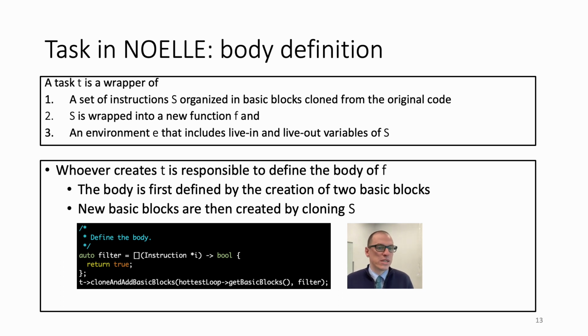In order to do that, after you create the task T, you invoke clone and add basic blocks, and you take the instance of the loop structure of the loop you want to clone, and you invoke the API get basic blocks, which returns the set of basic blocks. And the filter is always going to return true, which means you're not filtering anything. You take all instructions within the basic blocks. After this, you have a task with a task body that has an entire loop of the original code.